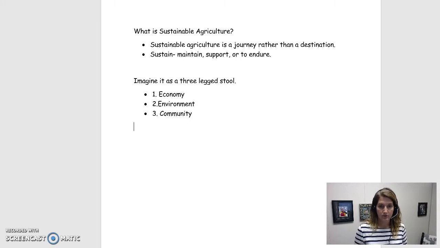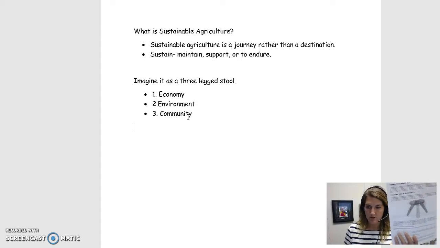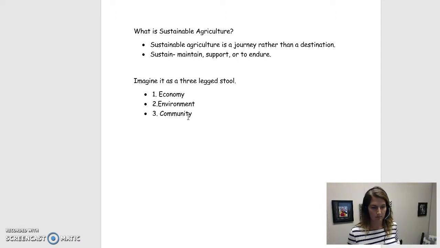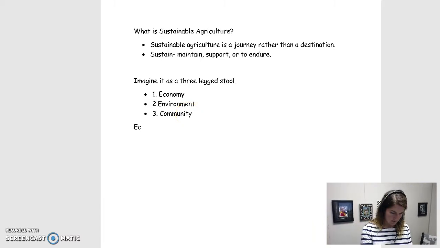And then the community. You have to have the community to support what you're doing with your sustainable ag, and you also have to be able to support them. That's one of the cool things. Those are all 3 that play a role. So we're going to focus on each of those legs of the stool that all play a role in sustainable ag. The first one is economy.